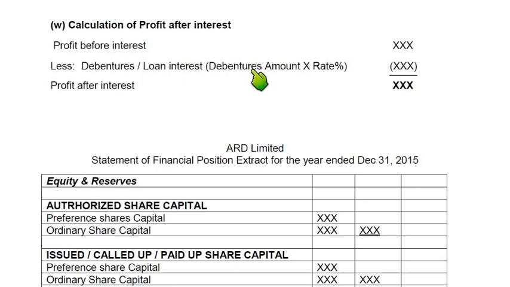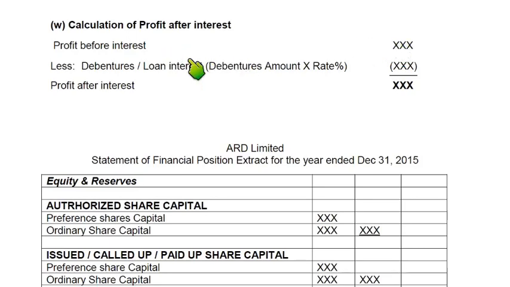Now what is the difference? We will be deducting all expenses as we used to do for a sole trader, but loan interest or debenture interest is not normally deducted as an expense. So what we get after deducting all expenses from gross profit is profit before interest. Profit before interest is also known as operating profit. So another name for profit before interest is operating profit or profit from operations. Operating profit is the more common term in exams.